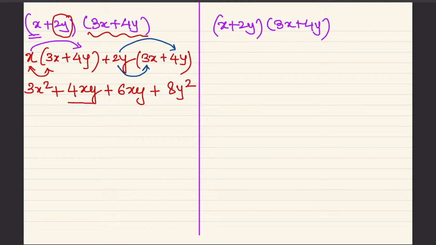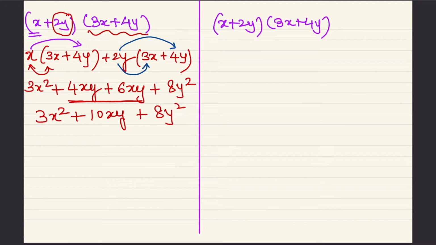Now we know that we can add the like term in algebraic expression. So here 4xy and 6xy are like term. So we will add them and we'll write 3x square plus 10xy plus 8y square. Now we will multiply x plus 2y and 3x plus 4y with another method.